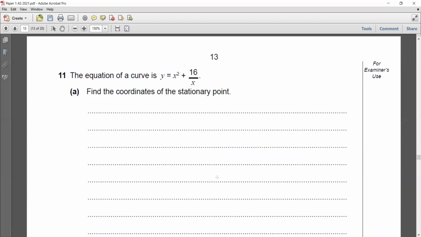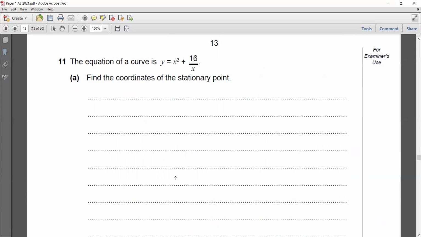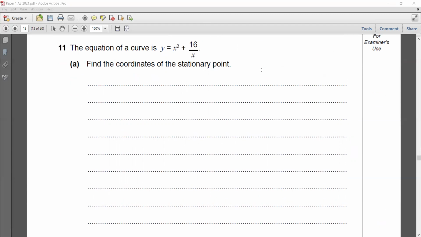Then number 11, we have the equation of the curve y is equal to x squared plus 16 over x. We have to find the coordinates of the stationary point. So to find the coordinates of the stationary point, we know that at the stationary points, the derivative dy dx is equal to 0. So we have to find the first derivative and then equate it to 0.